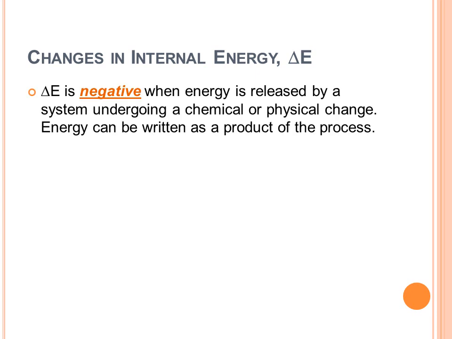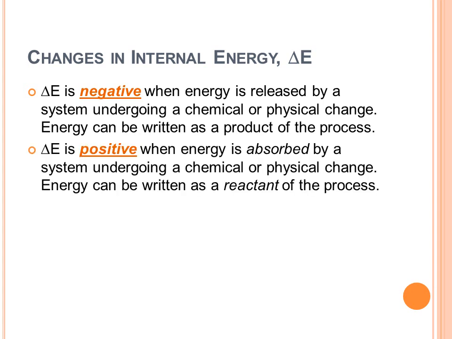If delta E is negative, then energy is released by the system undergoing a chemical or physical change. The energy can be written as a product of the process. Delta E is positive when energy is absorbed by a system undergoing a chemical or physical change. Energy can be written as a reactant.